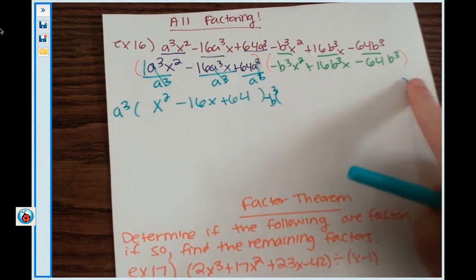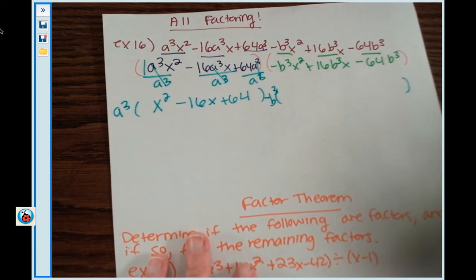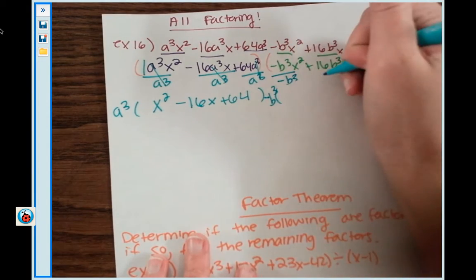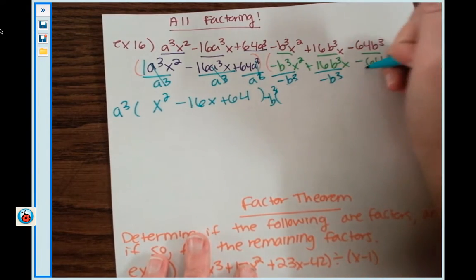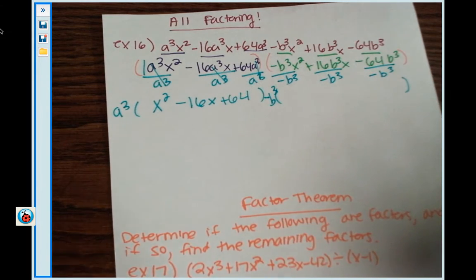Okay, and x's are not in every term, so that's not a GCF. And there's not a number that goes into 1, 16, and 64 other than 1. So that's just going to be negative b to the third. So I'm going to divide all of these by negative b to the third. Okay, let's get this show on the road.